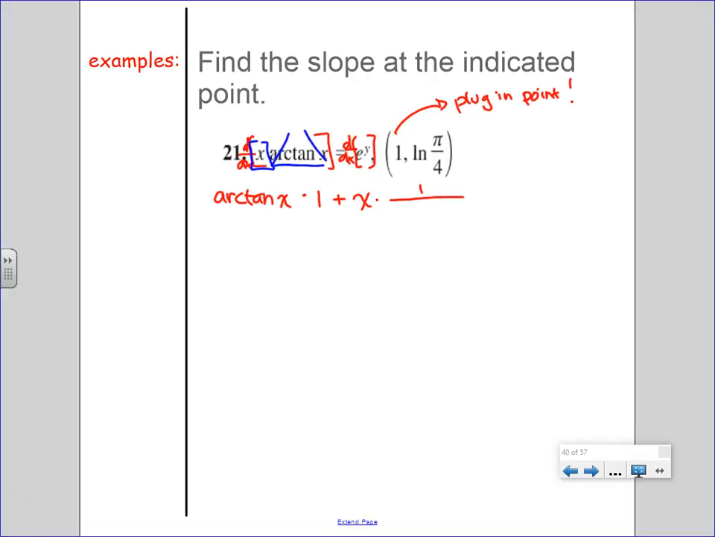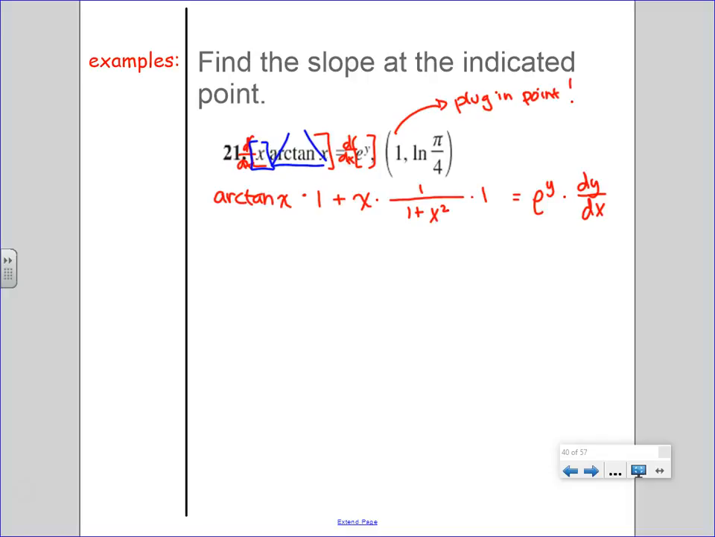1 over 1 plus u squared, times u prime. Oh wait, who is u for arctangent? It's just x. So 1 plus x squared times what's x prime? 1. Does that make sense? 1 over 1 plus u squared, u is x, times u prime, which is just x prime, which is just 1. And how do I take the derivative of e to the y? E to the y times dy dx. What if in the beginning you just threw in some ln's? You could have.